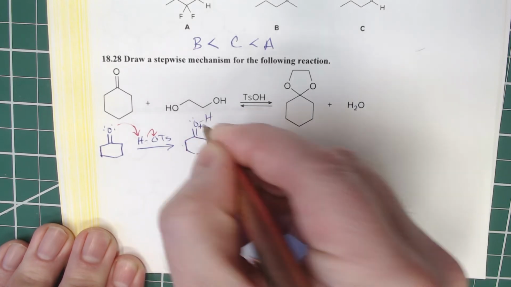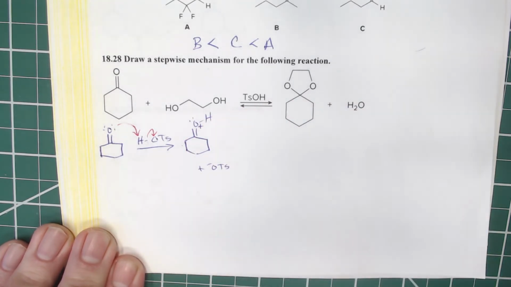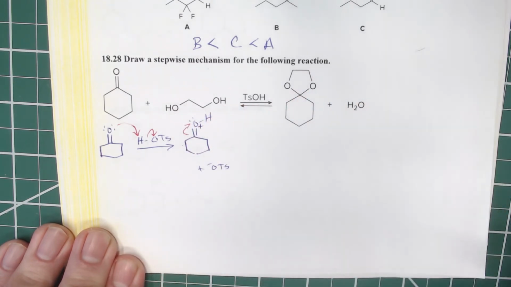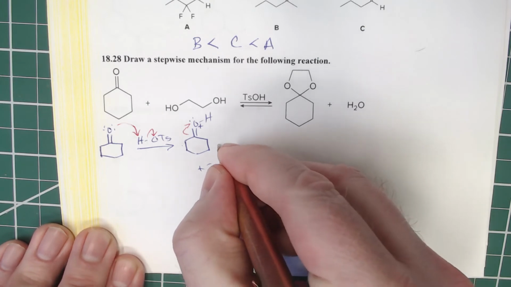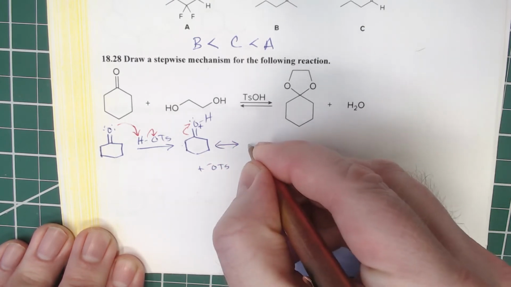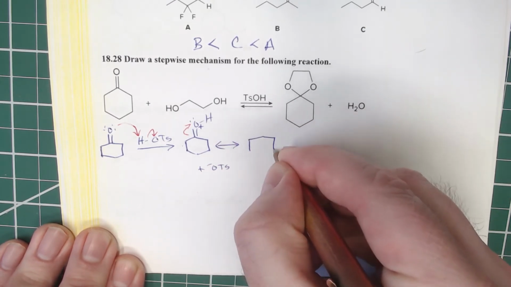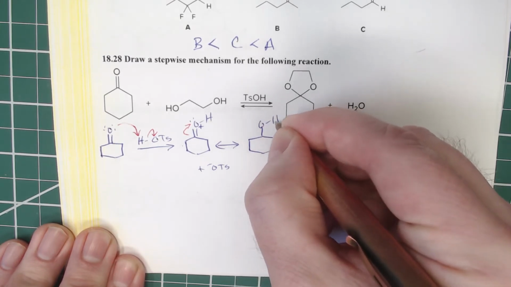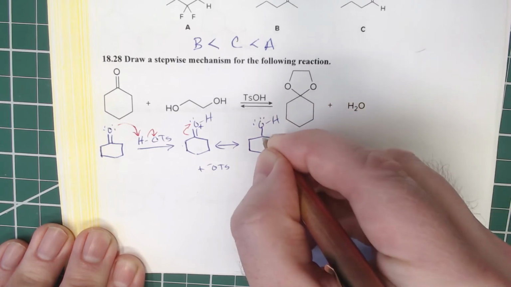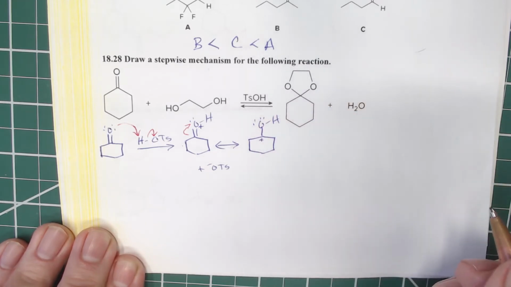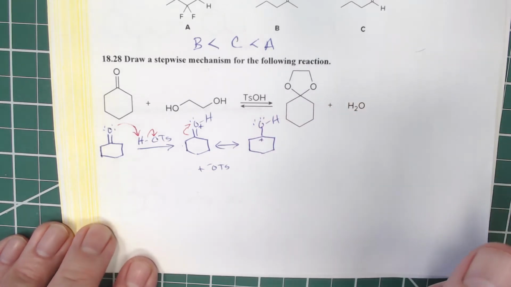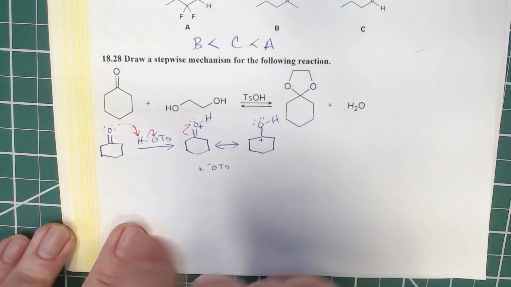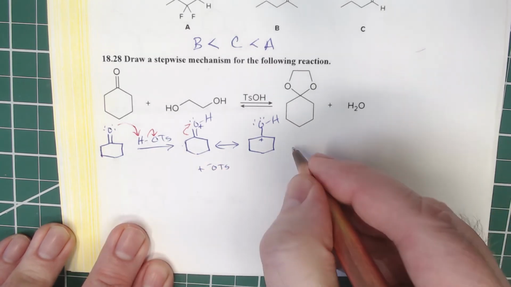All right, and we have a positive charge there. We can draw a resonance structure for this, and I'm going to go ahead and do that. We'll kick that pair of electrons up to the oxygen, and we will get that as a resonance structure. All right, now we need our nucleophile, because we've done protonation. Now let's do our nucleophile.